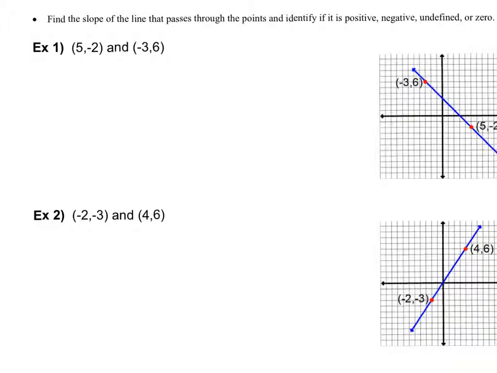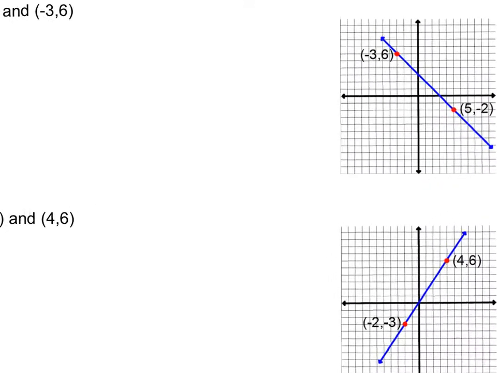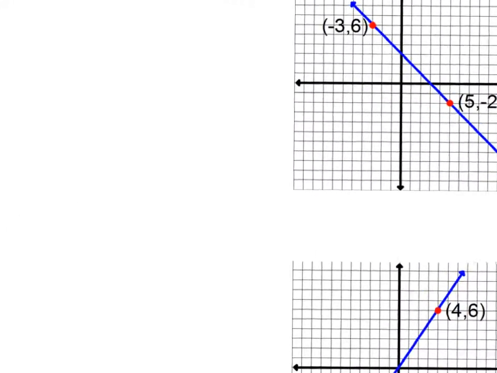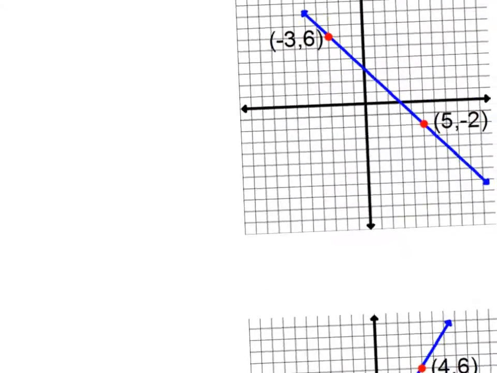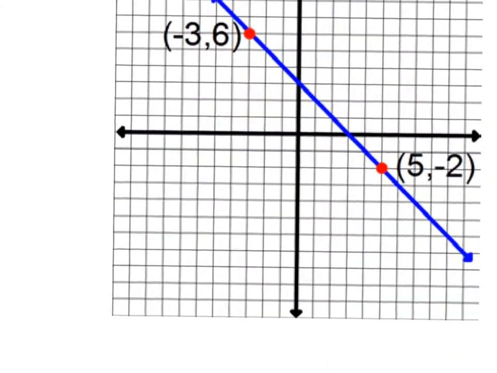All right, so example 1, you want to write these down. You have (5, -2) and (-3, 6). Those are 2 points on a line. You can find slope if you have at least 2 points on a line. Then we want to go ahead and graph it. So you can see over here that it's been graphed, and I want you to graph it also in your notes.